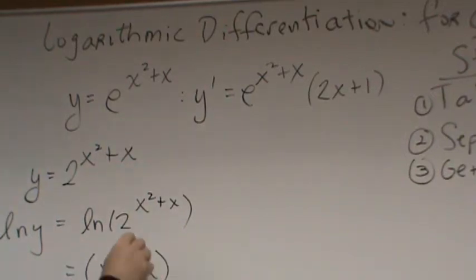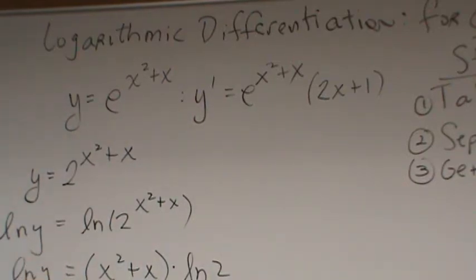Then bring that exponent out: x squared plus x, times log natural of 2. You guys okay with that? And this is still log natural of y. And now I'm going to take the derivative of both sides of the equation. So I get 1 over y times dy dx equals.